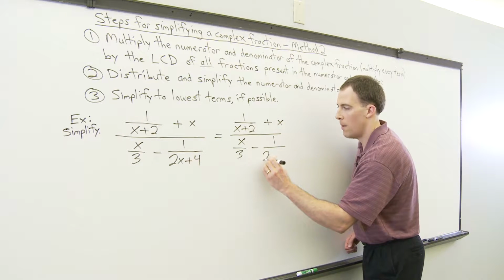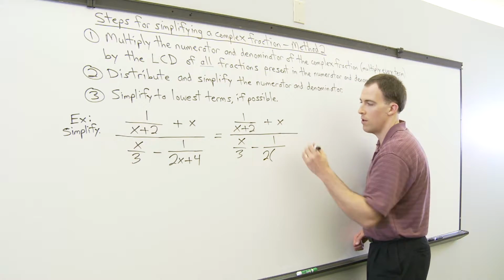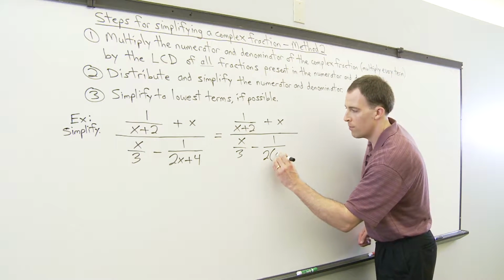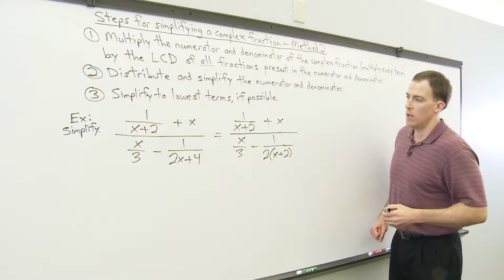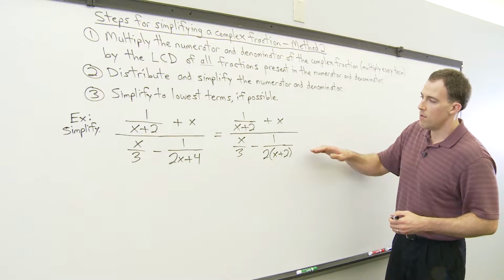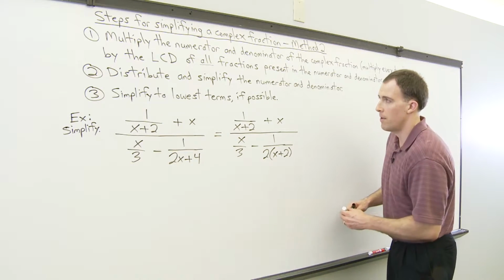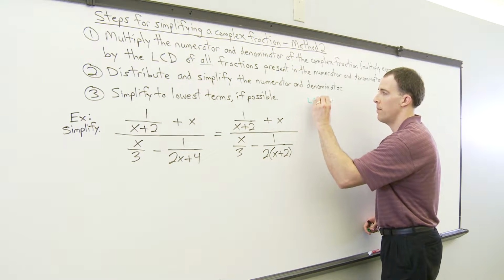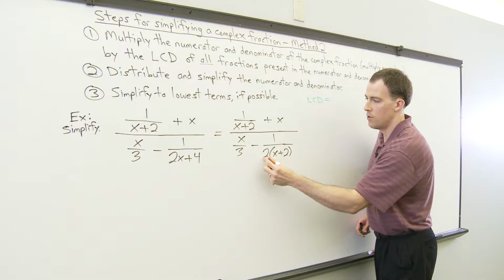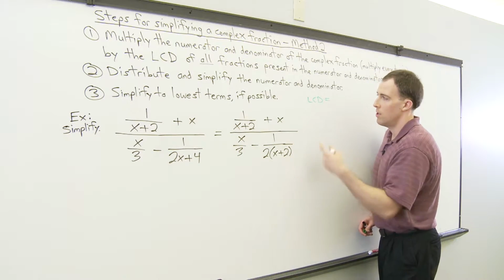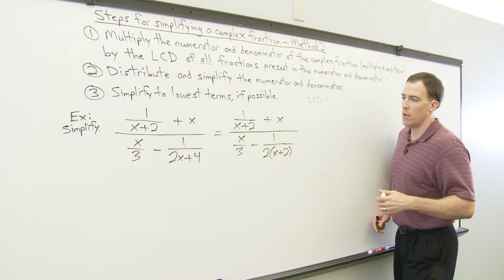So we can factor out a common factor of 2 from both of those terms, and that would leave in parentheses x plus 2. Okay. So all denominators are in factored form. We can figure out the least common denominator here. So the least common denominator, looking at an x plus 2, a 3, and a 2 times x plus 2, it's always the least common multiple of the denominators.